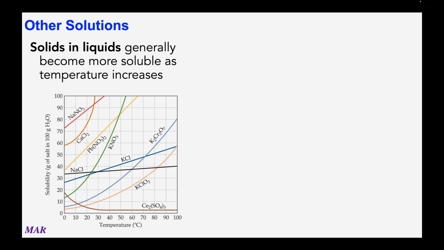Down there in the lower right-hand corner is this weird cerium sulfate compound. That's an example of a compound that becomes less soluble as temperature goes up. And we'll talk about this more in Chem 223, why that kind of thing is possible. However, in general, ionic compounds become more soluble in water as the temperature goes up.